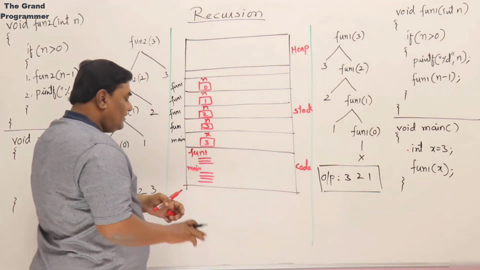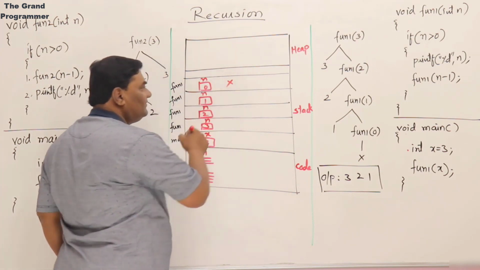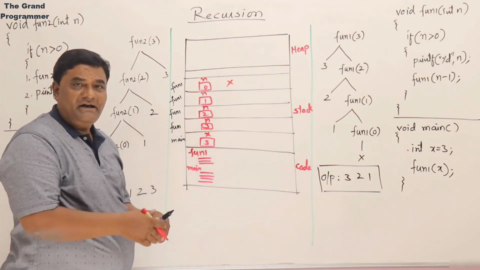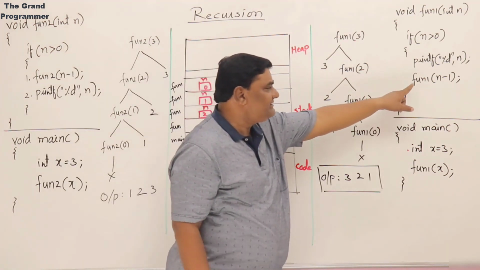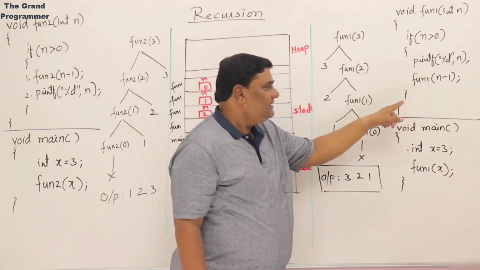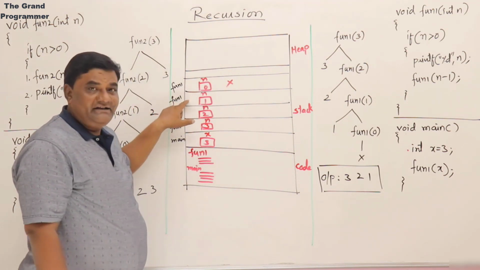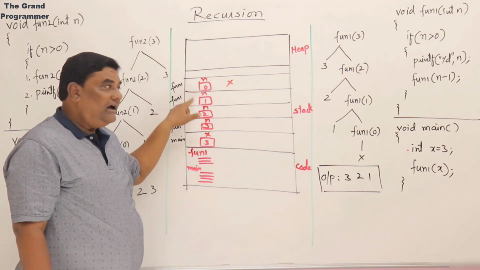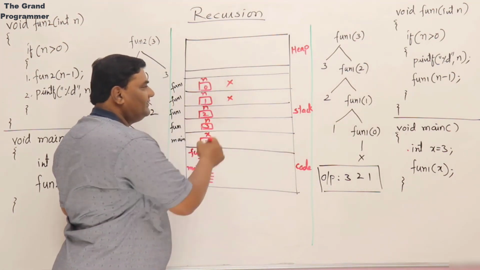And once that call ends, this activation record is deleted, and the control goes back to the previous call. In that previous call, what it has done is called this one, so the next is nothing. So that call will be using this activation record, and that also ends. So again, this is also deleted.